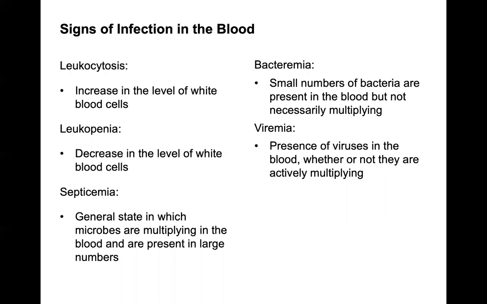Signs of infection in the blood: leukocytosis, this would be an increase in white blood cell counts. That's why if they think you have an infection, they'll look at a blood cell panel. Leukopenia, this is a decreased level of white blood cells. Septicemia is a general state in which microbes are multiplying in the blood and are present in large numbers. Bacteremia, this is when small numbers of bacteria are present in the blood, but not necessarily multiplying either. And then viremia, this is the presence of viruses in the blood, whether or not they're actively multiplying.